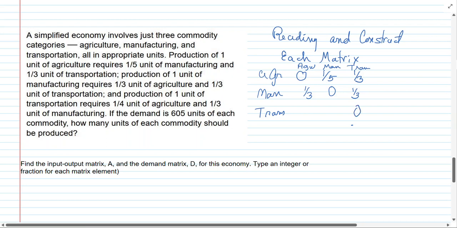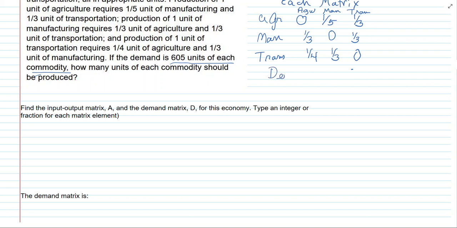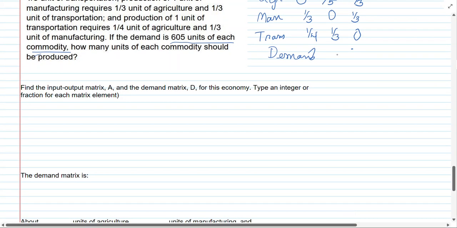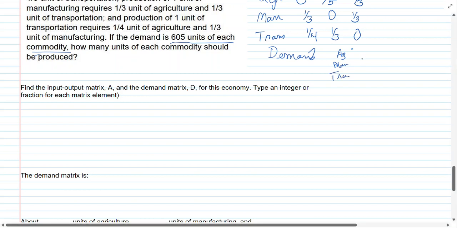All right. So now find, and then they want if the demand is 600 units for each commodity. All right. So our demand for ag, manufacturing and transportation are 605. All right, here I go.